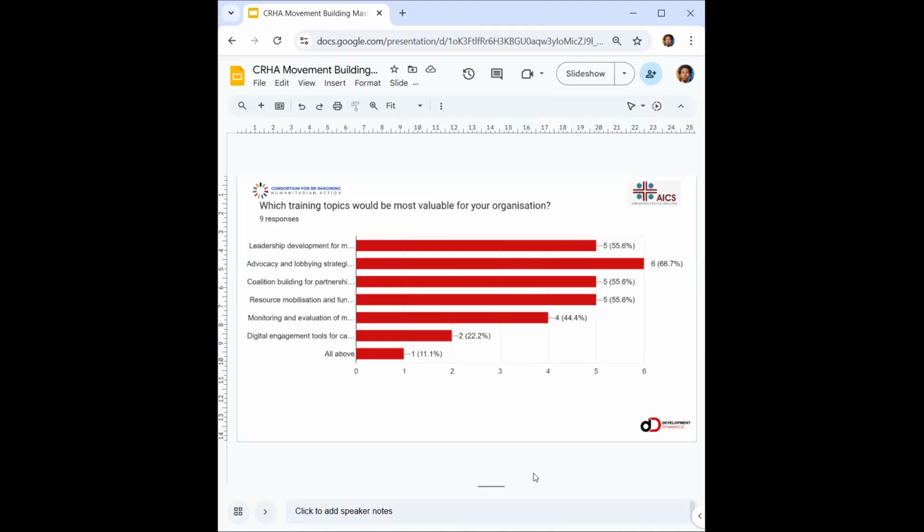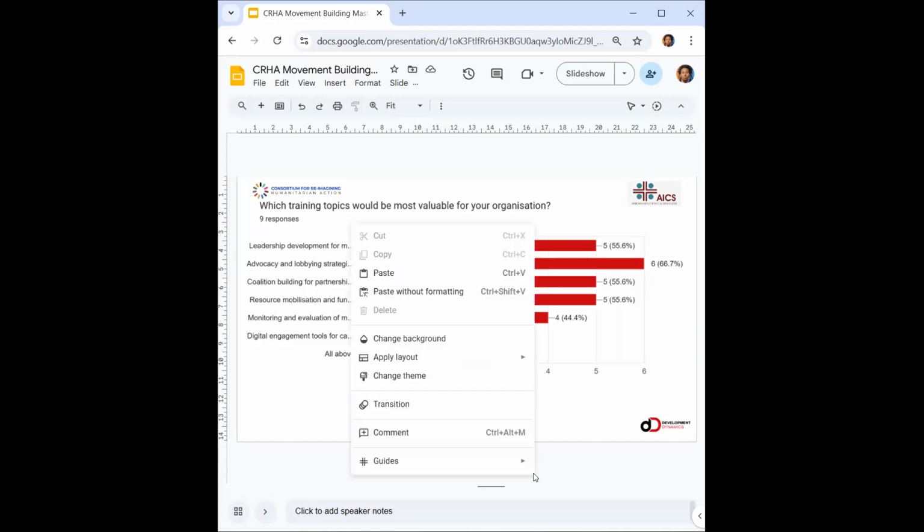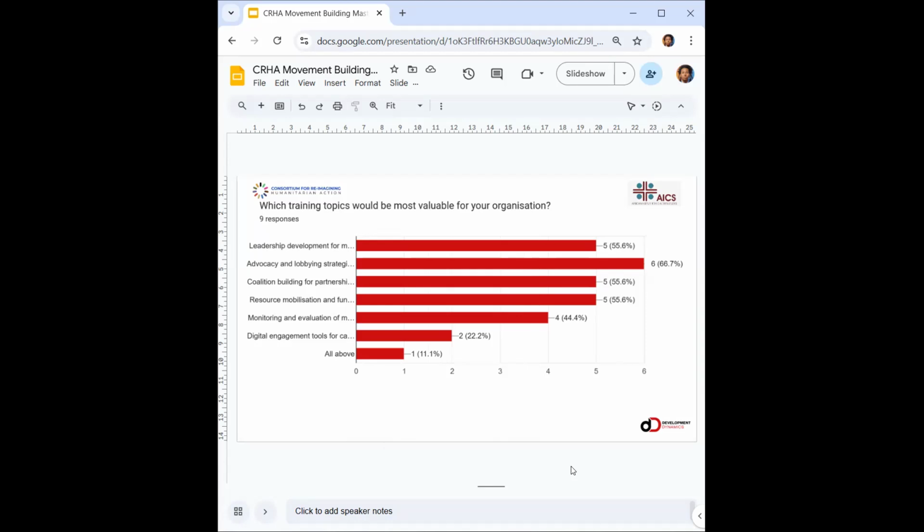And then I believe this is the final slide from the needs assessment, on which training topics would be most valuable. Again, we see the aspect of leadership development coming back up. So how do we ensure that in our movements we are thinking about leadership and mobilization from the onset, so that this really brings in how it can continue to be consistent as we continue to grow and evolve.